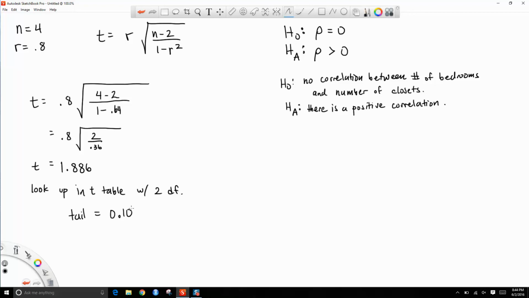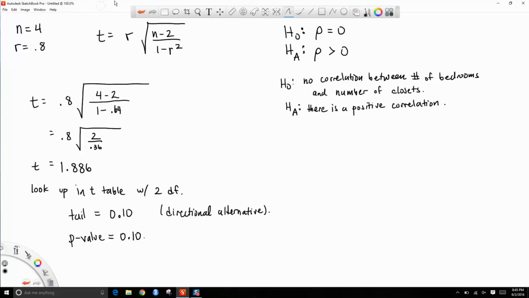All right, and because it's one directional, we won't double this, and so we will say our p-value is equal to 10%. Okay, so we have a directional alternative. I guess we should have done a directionality check, which we passed because our correlation is positive, right? Okay, so our p-value is 10%.